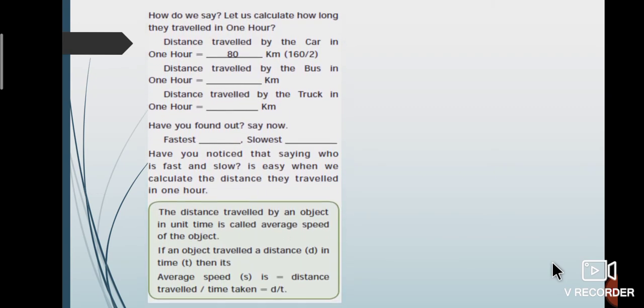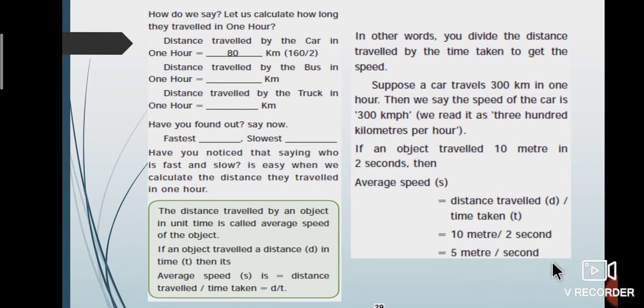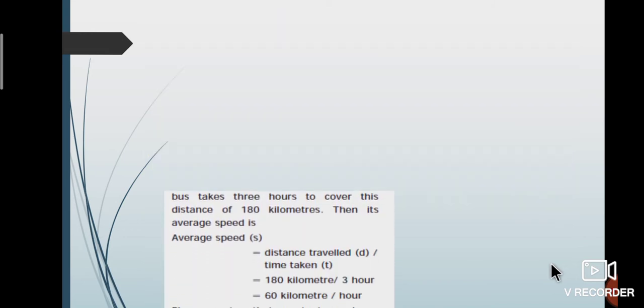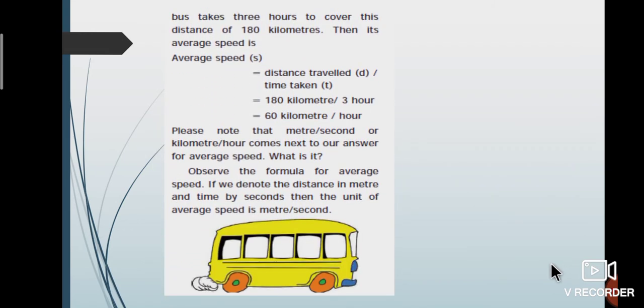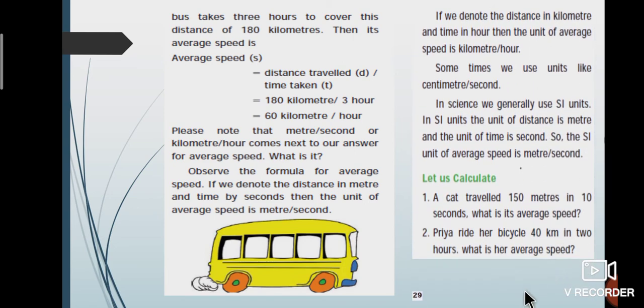Page number 29 explains the average speed, that is speed is equal to distance travelled by time taken. S is equal to D by T. Unit of average speed is kilometer per second. Simple problems are given in this page. Try by your own.